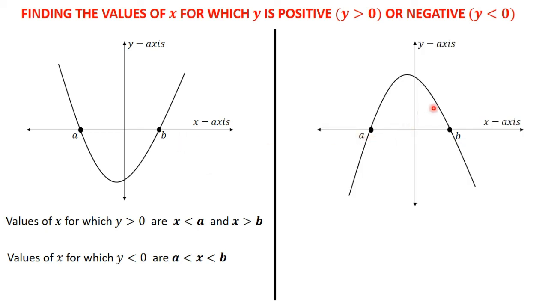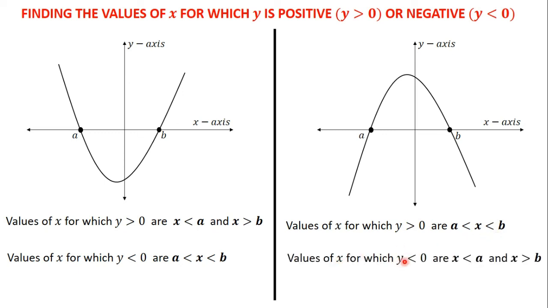When the curve has an N shape like this, then the values of x for which y is greater than 0, or y is positive, are values of x between a and b. That is values of x greater than a and less than b. And values of x for which y is negative, or less than 0, are values of x less than a and values of x greater than b. You don't have to memorize any of this. I brought this here as a summary of what we have learned in this video.